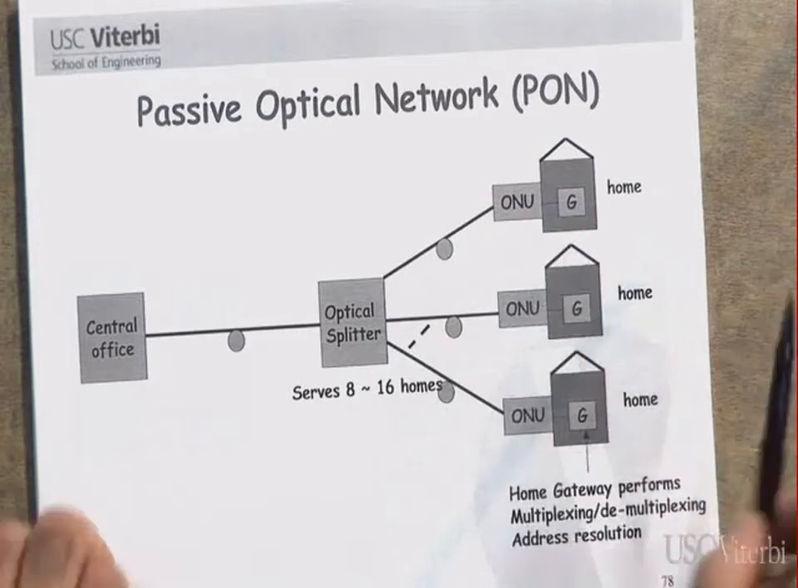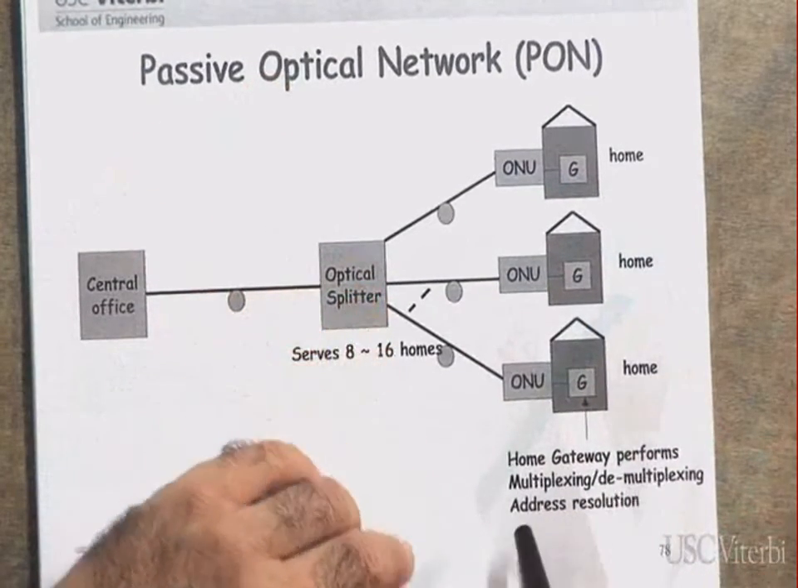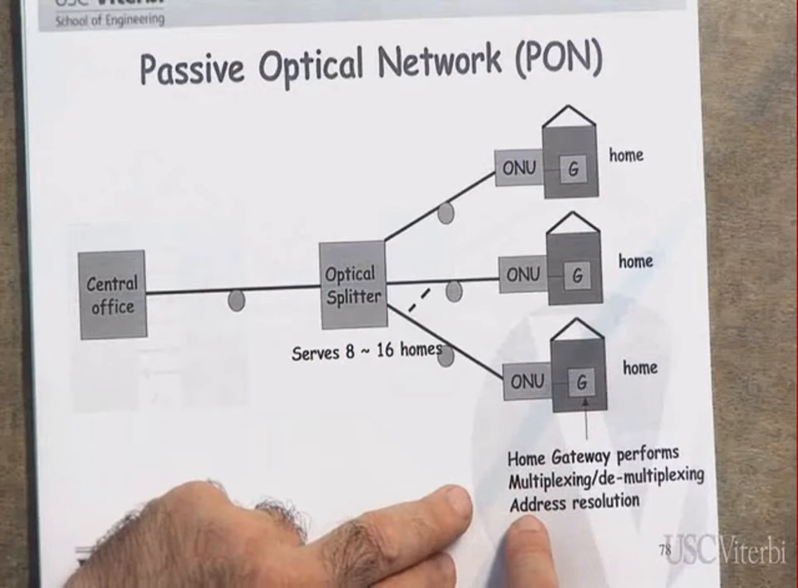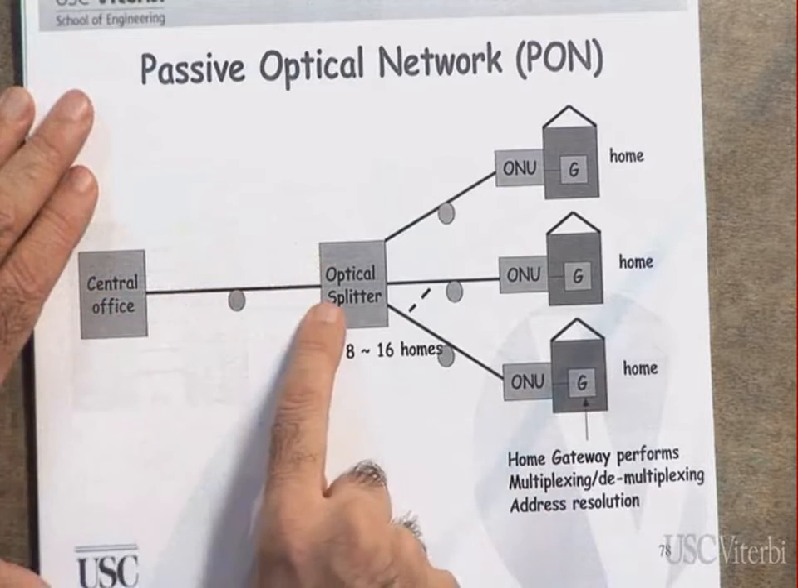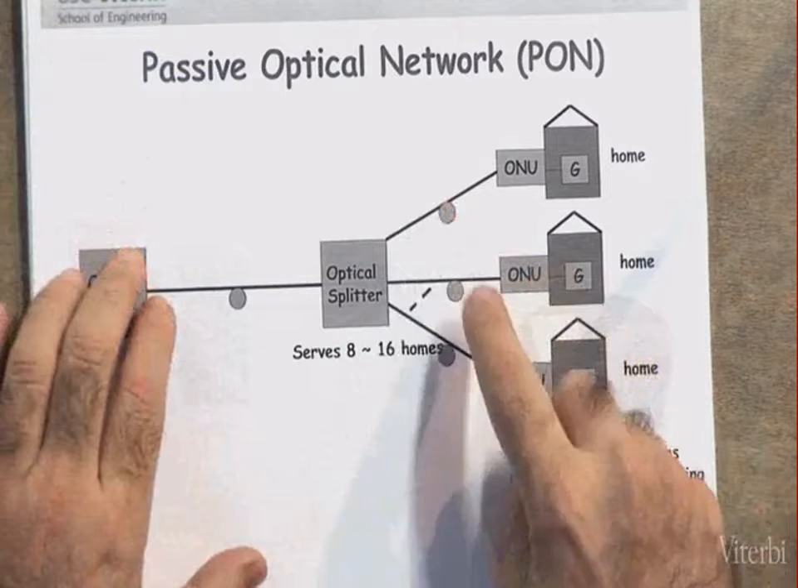G here, G stands for gateway. The home gateway, which performs the multiplexing, the demultiplexing, the address resolution, and so on and so forth. What does address resolution mean? Listen to me. When this one is arriving in here, what will it do? It will split the power. Clear? To all of them.